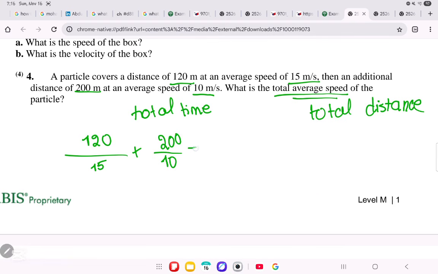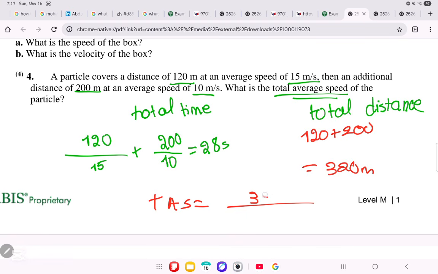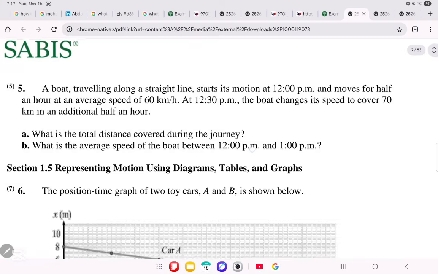This would give me the total time to be how much? To be 28 seconds. Now the total distance traveled is 120 plus 200, which is how much? Which is 320 meters, right? So what would be the total average speed? It would be the total distance, 320, divided by the total time, 28. So 320 divided by 28, and this would give me an answer of 11.4 meters per second. Okay, we'll move on now to question number 5.